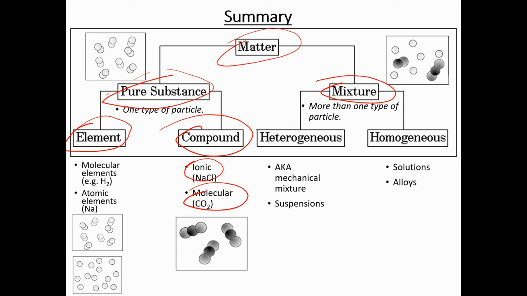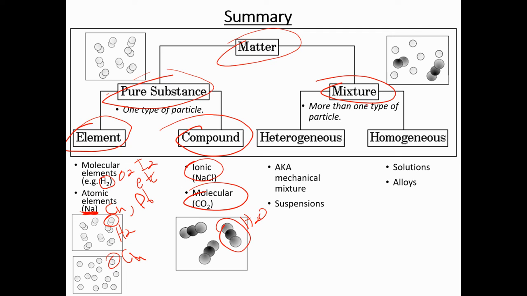The element can be a molecular element if it's just two of the same nonmetal connected to each other, like H2, O2, I2, etc. Or it could be an atomic element, which just means one straight up atom of that element. So Na or Cu or Pb, various examples like that. And so here you can see some examples. This would be like H2, for example. This is H2. This could be Cu. Over here are compounds. This could be H2O.